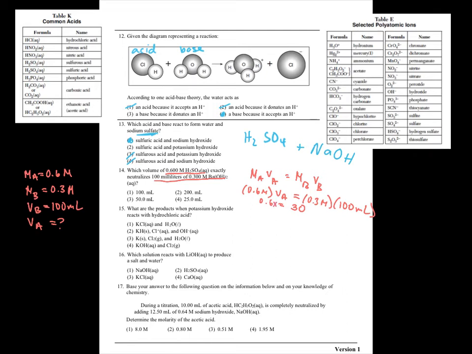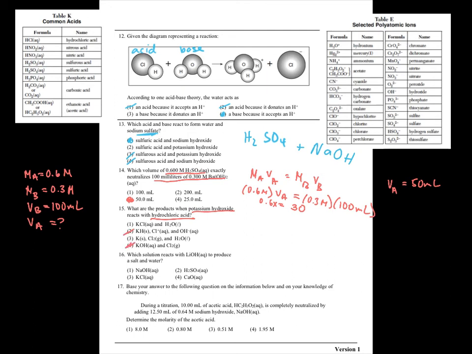And our volume of the acid will equal 50 mLs. Choice 3. Number 15. What are the products when potassium hydroxide reacts with hydrochloric acid? So this is a base and that's an acid. We should think they make salt and water. So water should be one of our choices.